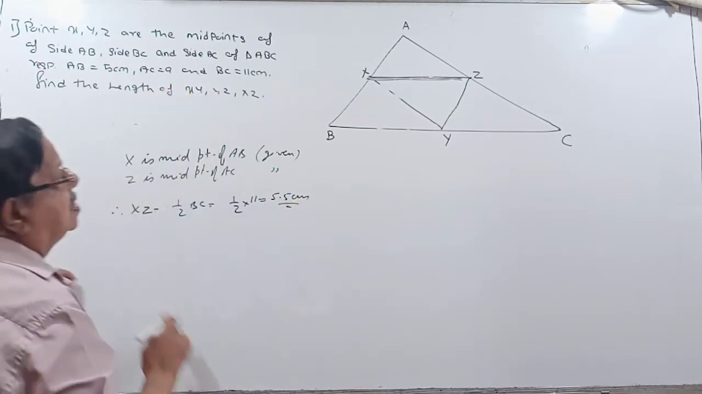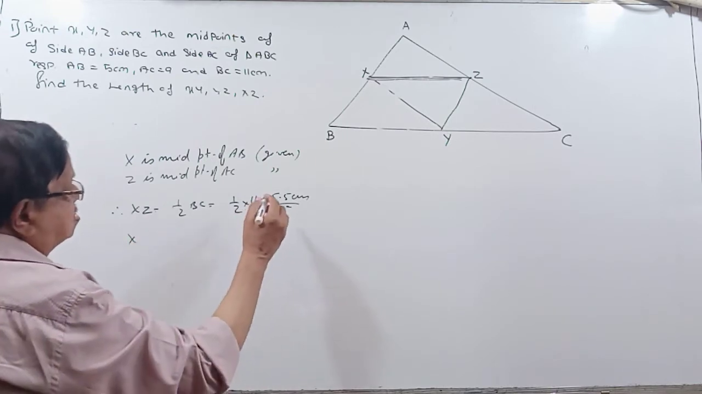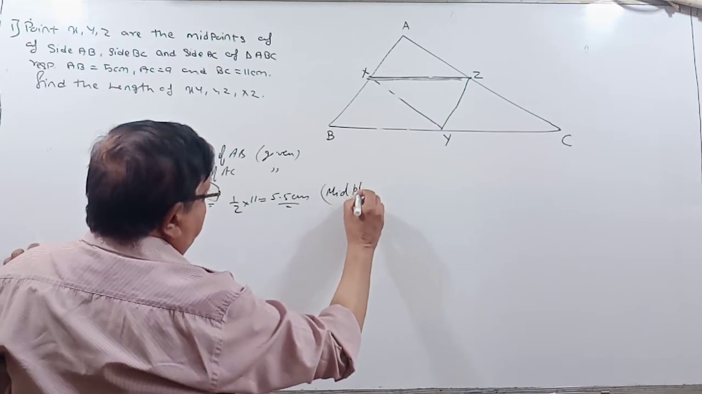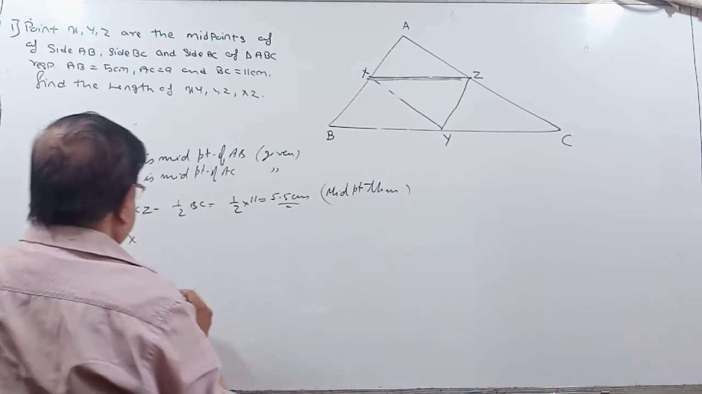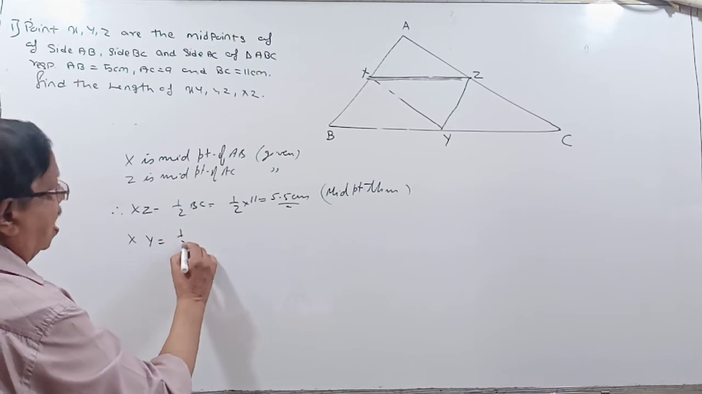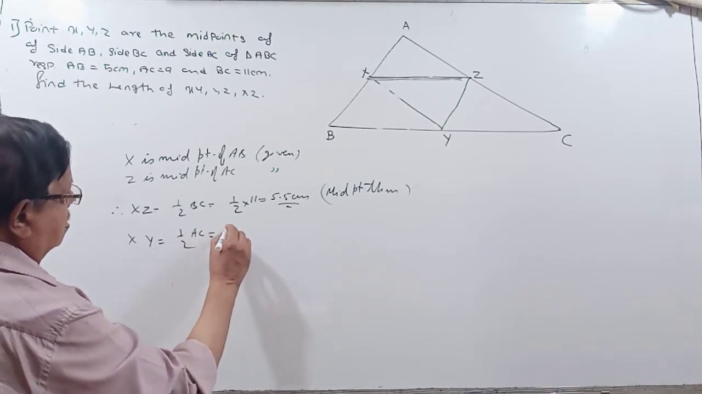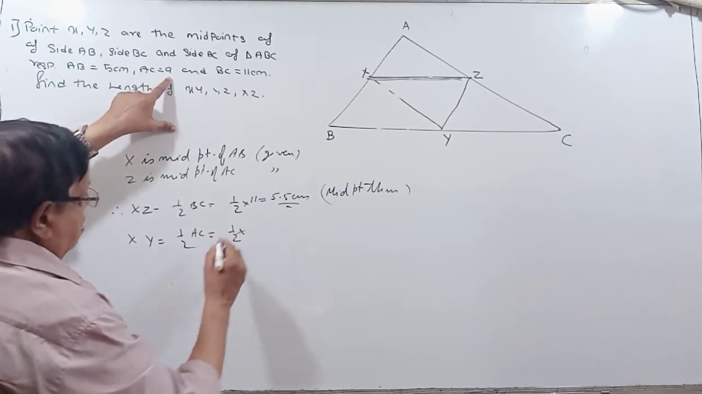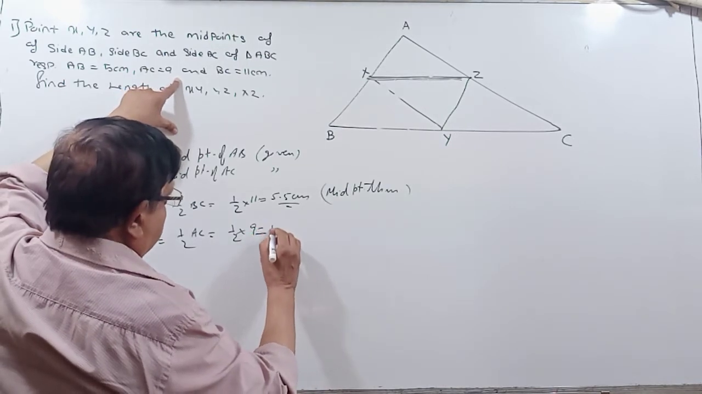XY is given. Similarly, XY. This is called the midpoint theorem. Now, similarly, XZ equal to half of AC. How much is AC? AC is equal to 9. Half of 9 is 4.5.